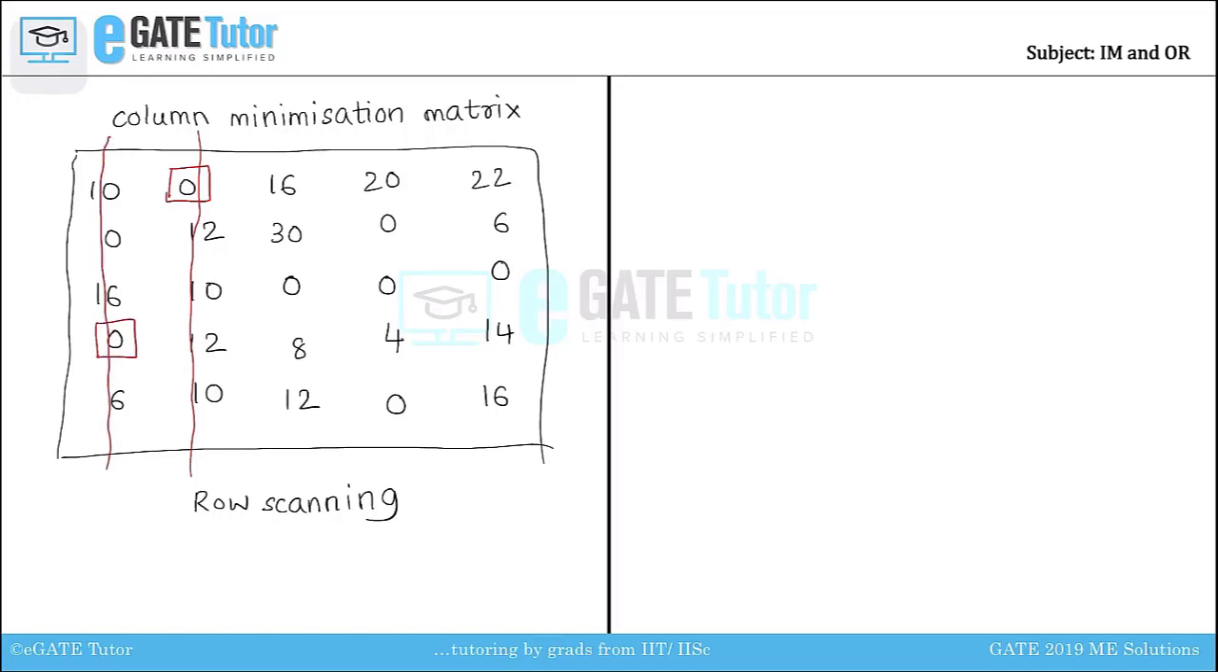Coming to the fifth row, in fifth row we have only 1 zero in the fourth column, so let us make a box around that and let us cancel out that particular column. Now the next step is to perform similarly column scanning operation. Same procedure is followed again column wise.